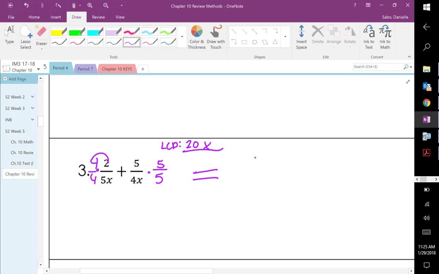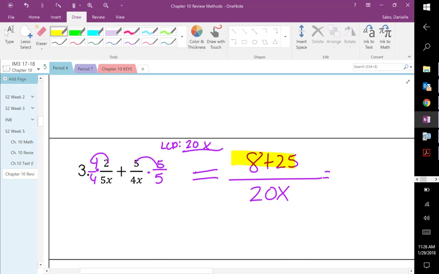Because 4 times 2 is 8. It's all going to be all over your LCD, always. It's never going to change. When you're adding and subtracting, your LCD stays the same. And then I have 5 times 5, which we know is 25. Then we just got one more step, and that's just to combine like terms.